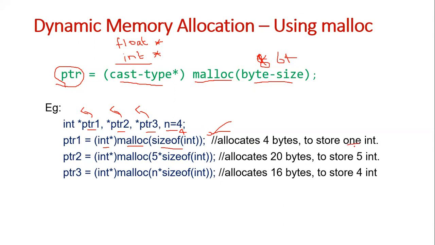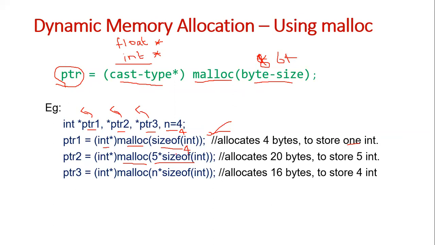Say I want to store more than one integer. I want to store 5 integers or 10 integers or 100 or 1000. Then you can follow this syntax. ptr2 equal to int star malloc. Here we are giving 5 into sizeof integer. What is sizeof integer? 4. So this is 5 into 4. 5 into 4 means 20. So it will allocate malloc 20. So it means it will allocate 20 bytes of memory.